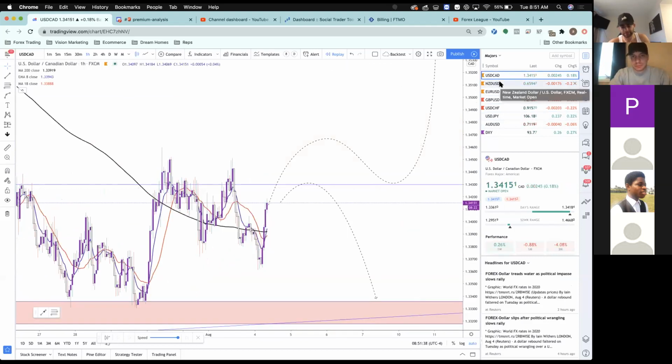These are all the trades that we have for today that are potentially going out. We're going to update you guys in the Discord channel.